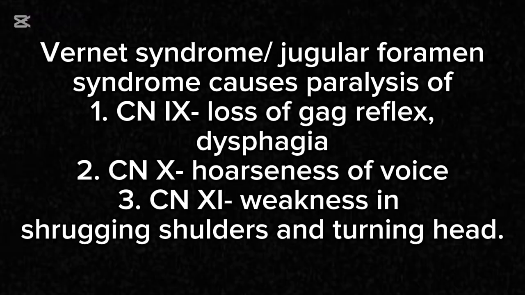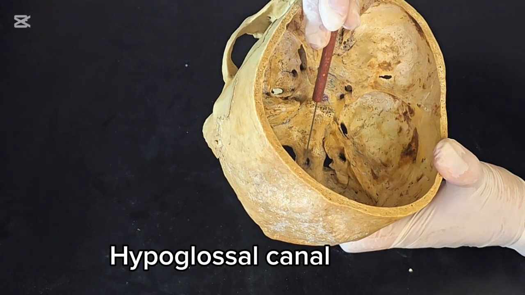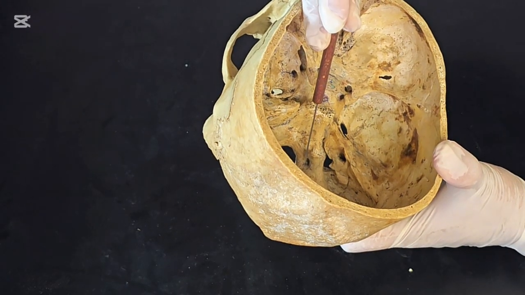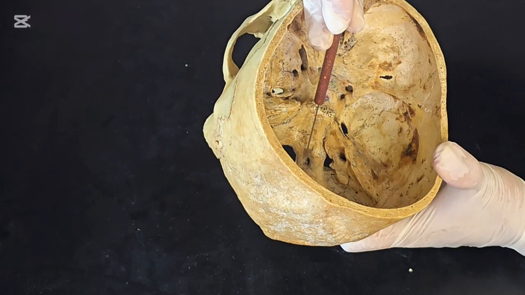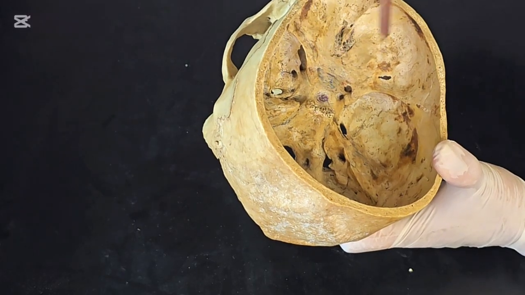turning the head. The hypoglossal canal, also known as the anterior condyle canal, transmits cranial nerve 12, which is present on each side above the anterior part of the lateral margin of the foramen magnum.